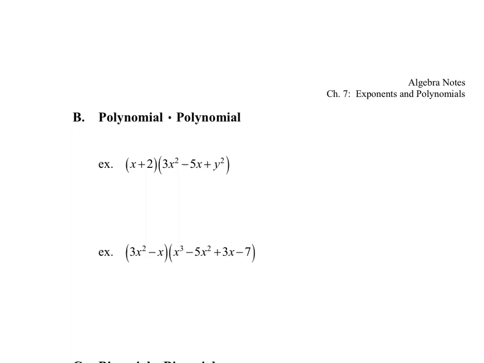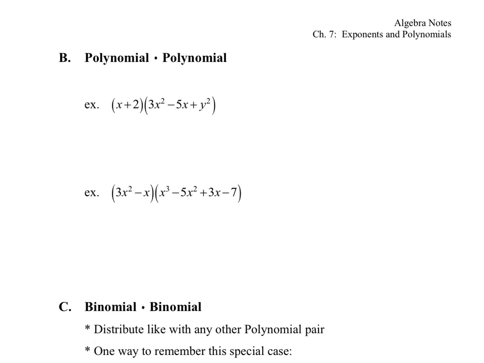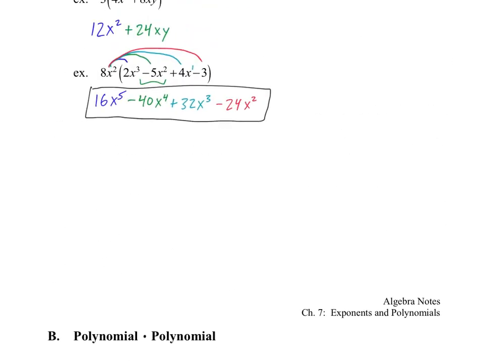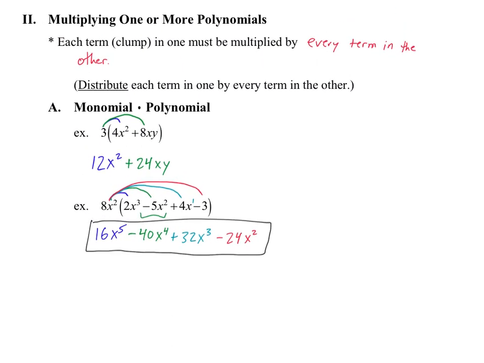So if we jump down here, polynomial times polynomial. Really, this is what we just did, but we do it twice. And then look, are there things we can combine? And we really go back to this first term, these instructions we have here. You multiply each term, or each clump, in one by every term in the other.